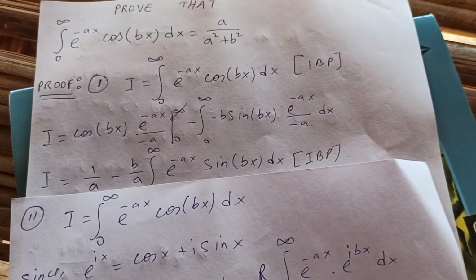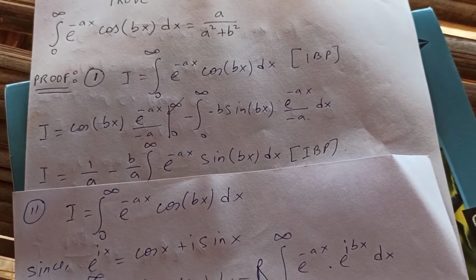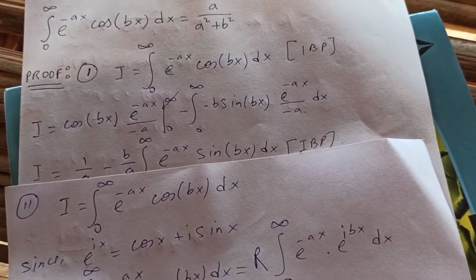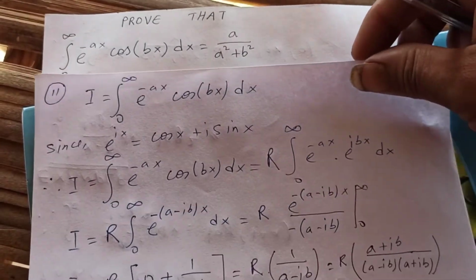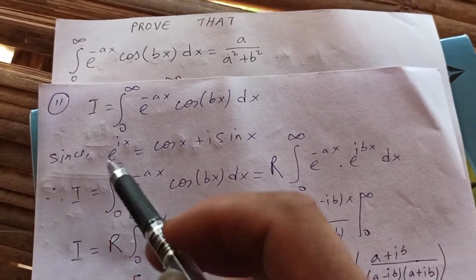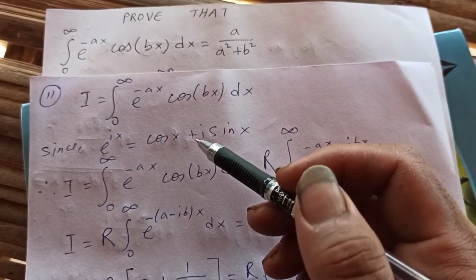Now here I'm going to use the exponential Euler formula. Okay, let's do the second proof. So this is the second proof. I is equal to the integral from 0 to infinity of e to the negative ax cos bx dx.